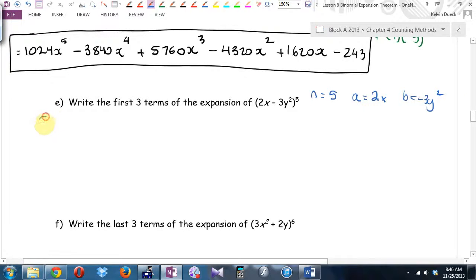What's the great big exponent? 5. So how many terms do they want me to write? It's going to be 5 choose 0, 5 choose 1, 5 choose 2. There's the first 3 terms. Oh, and it's going to be a to the, what's the great big exponent? 5: a to the 5th, a to the 4th, a cubed, a squared, a to the 0. Don't freak out. They saw this. Just kind of follow along and see if you can figure it out. We'll get you caught up later.